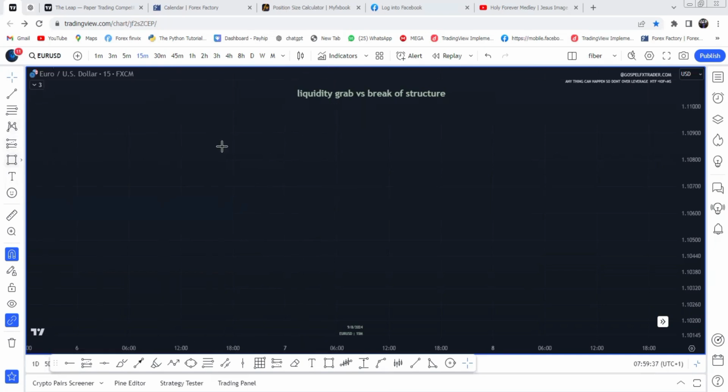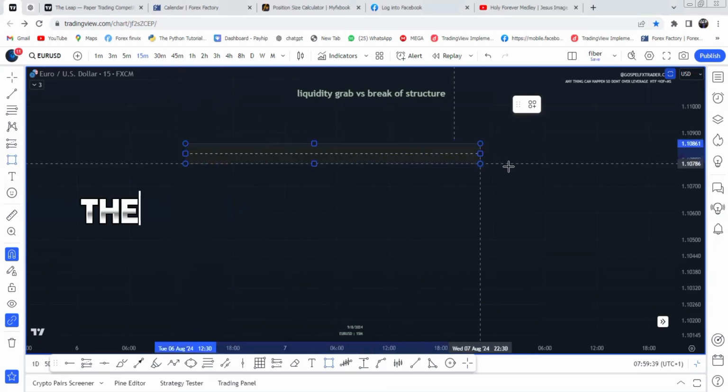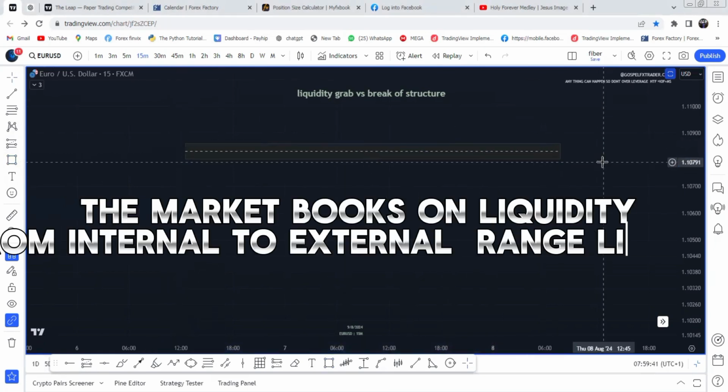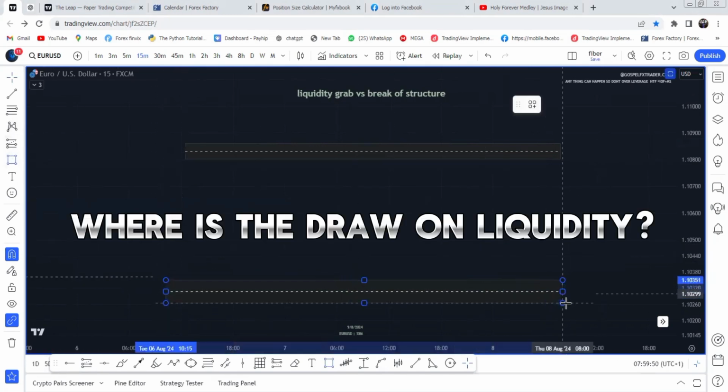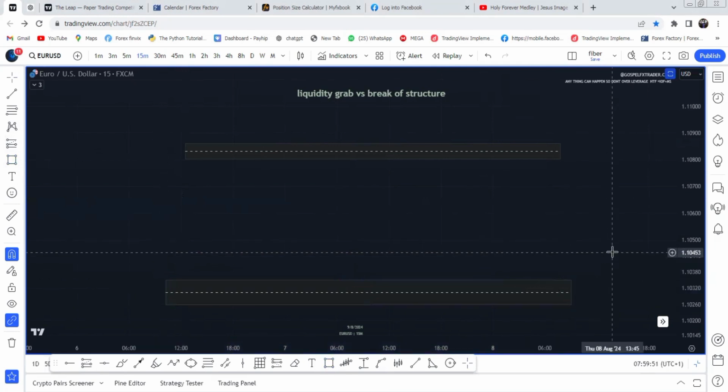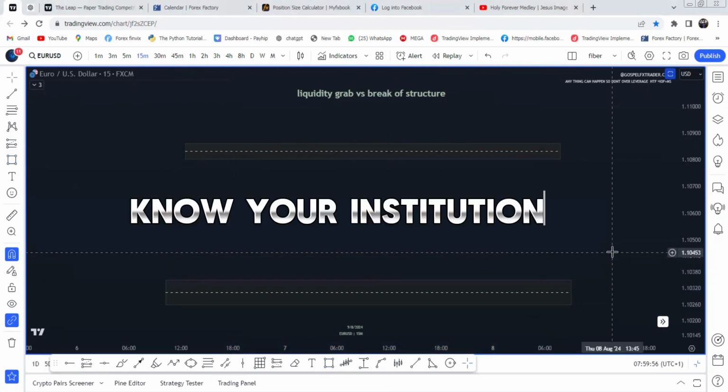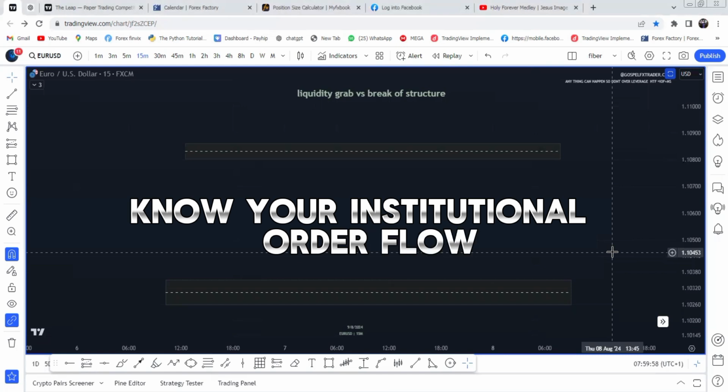Now, first and foremost, as I always say in my lessons, the market books on liquidity, right? The market books on liquidity. And for you to know where the market is going, you need to know where that liquidity is sitting. All this means that you need to know the trend, your institutional order flow. Where are the institutions pushing price to? This is a very, very important thing you need to know first.